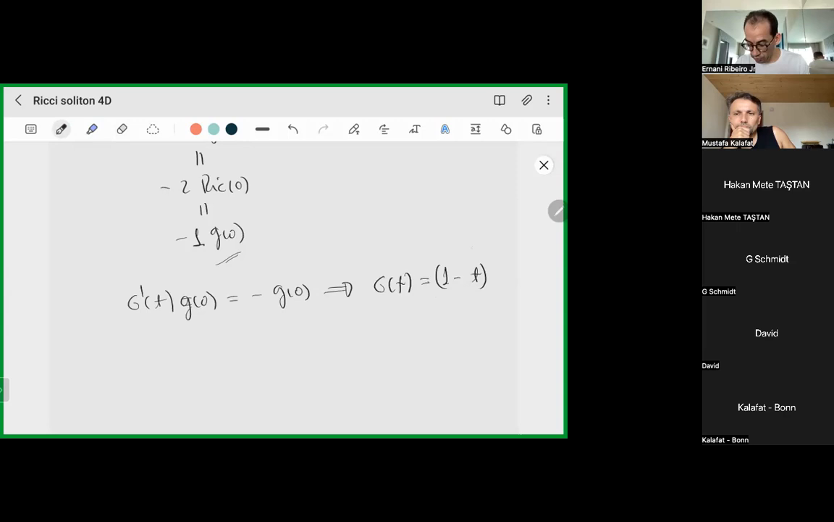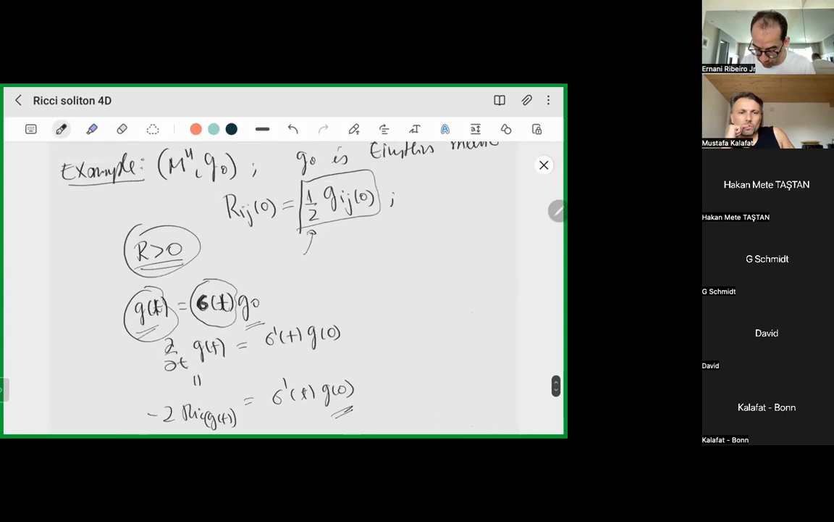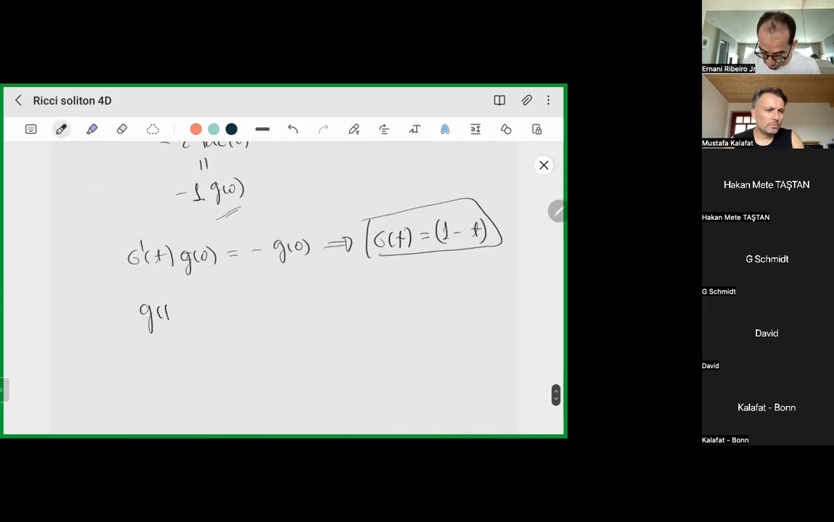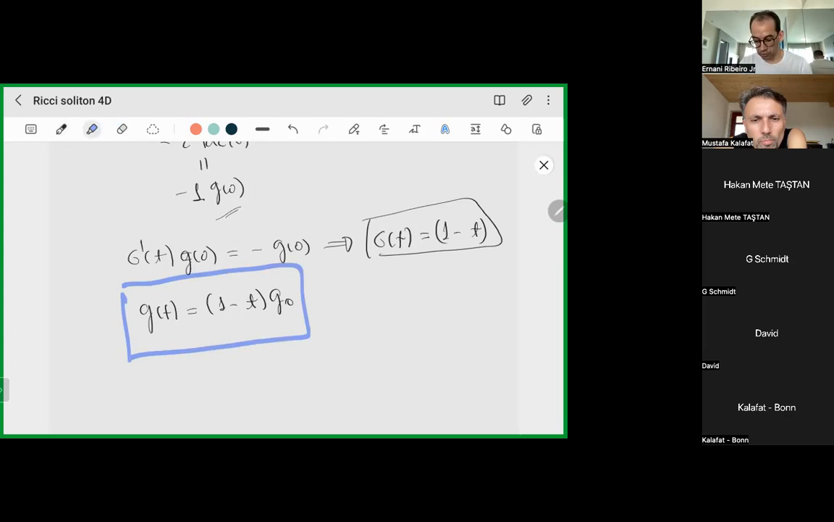Because when I'd like to recover g naught, then sigma at 0 must be 1. When you return to this equation, our solution of the Ricci flow becomes (1 minus t) g naught. This is the evolution of the metric along the Ricci flow.